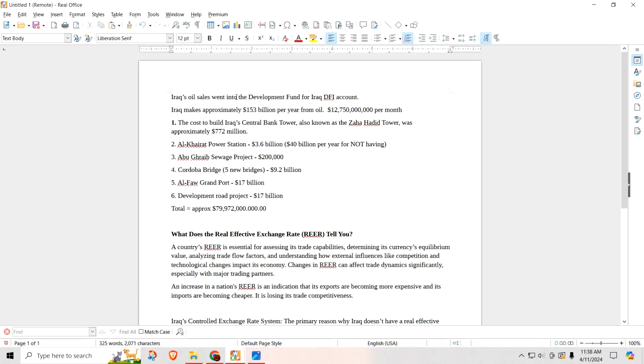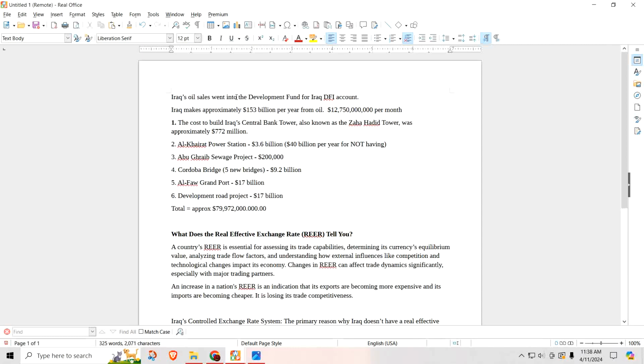If you add all those up, you're looking at $79,972 million for all those projects. That's just a little over half of what Iraq makes in oil sales per year. So you're trying to tell me they can't afford to do these projects with the exchange rate of 1,320 dinars? What are you talking about?